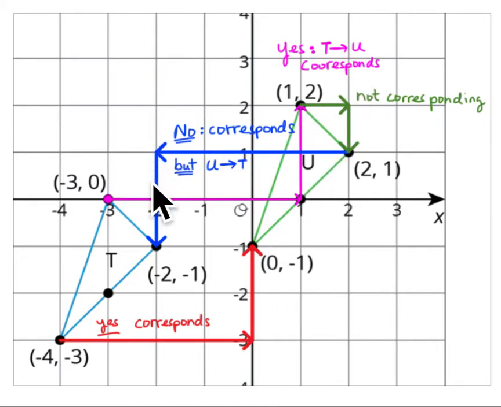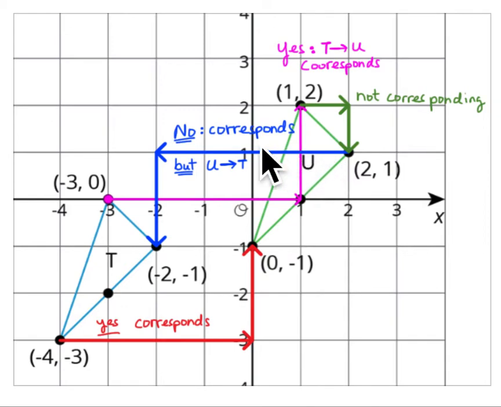The other one that's correct is the pink one up here. So you're moving from point -3, 0 to point 1, 2 up here. And those 2 points do correspond to each other. This point right here corresponds to this point right here. So you are moving triangle T to triangle U.